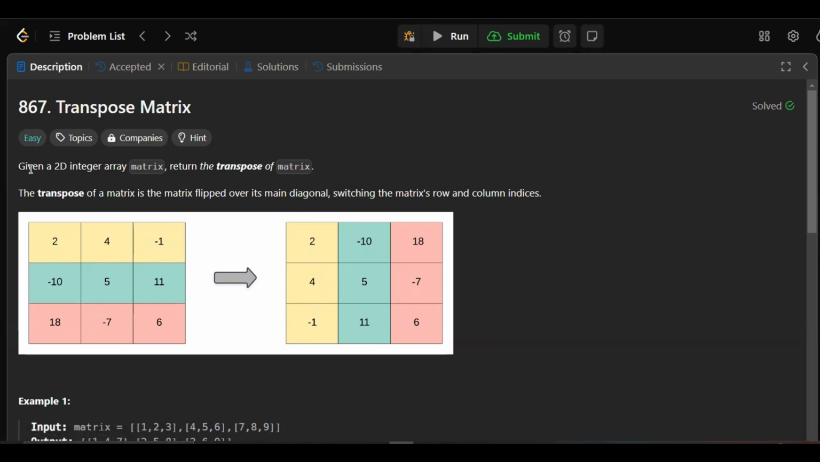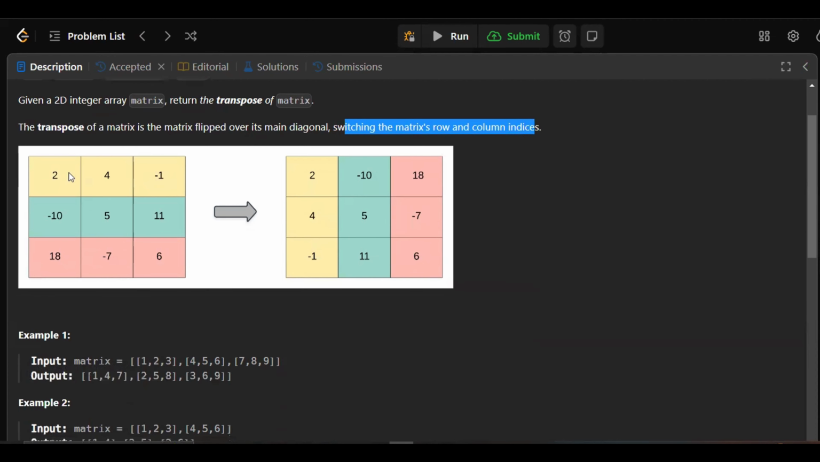In this problem, we are given a 2D array matrix and we have to return the transpose of this matrix. Now, the transpose of a matrix is the matrix flipped over its main diagonal, switching the matrix row and column indices. Suppose let's take this first example.